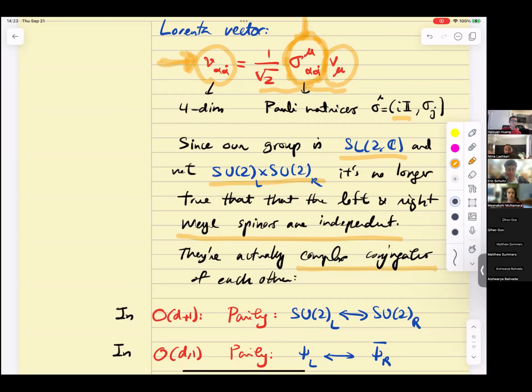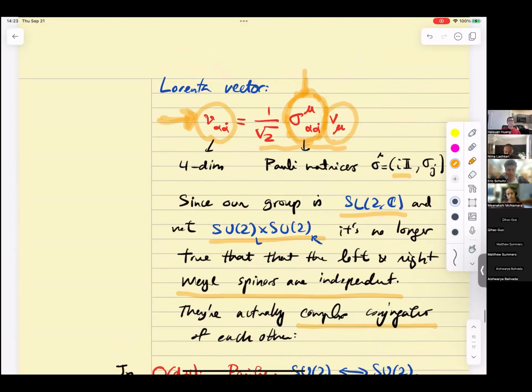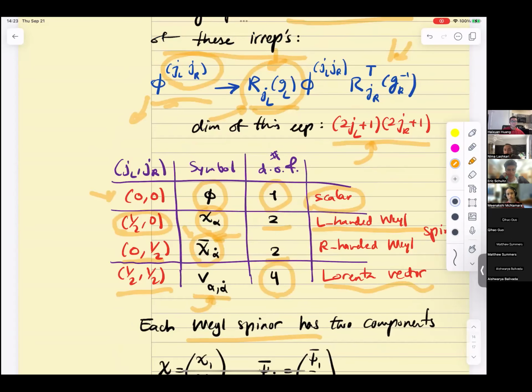So I haven't explained this to you guys. This is not something that you see unless you work out in detail a lot of examples, but they're complex conjugates of each other, hence this funky notation of a bar up here.